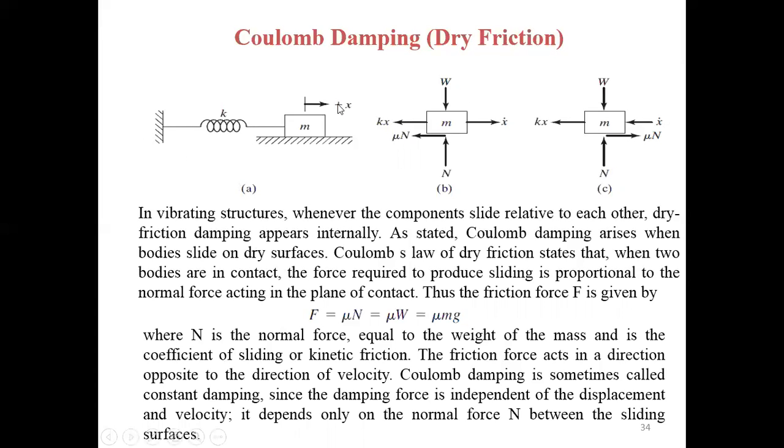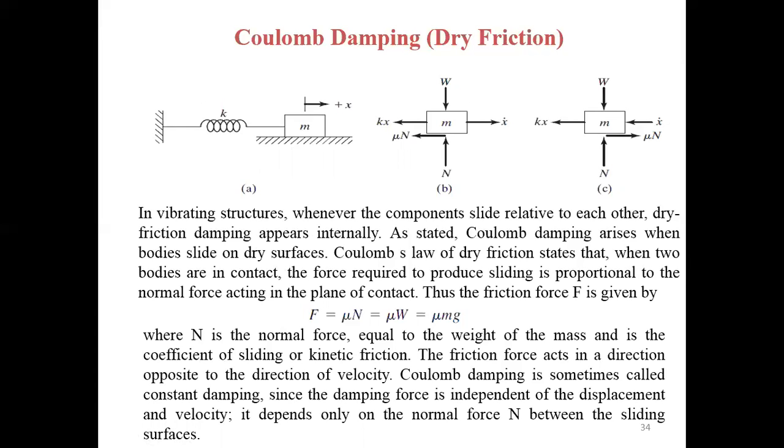Suppose this is the vibratory system. I am going to apply the external force to the mass. Then the mass is sliding, or you can say it reciprocates, on the surface, right? So the friction is produced between two sliding surfaces, and this friction follows Coulomb's law.